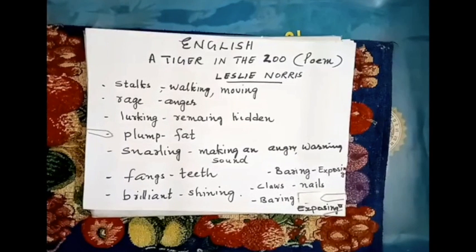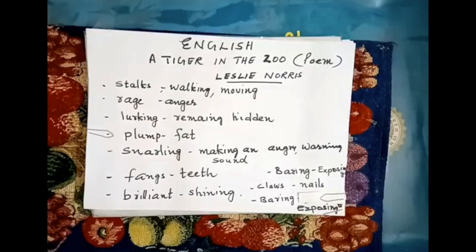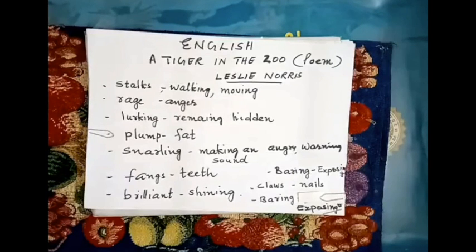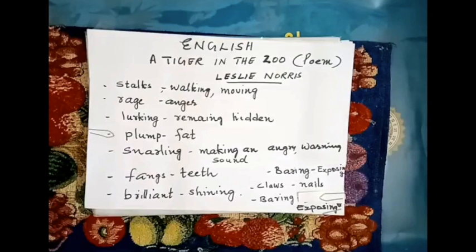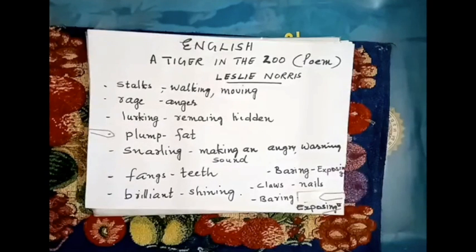He stalks in his vivid stripes. He walks, moving in his vivid stripes. Vivid means lively. You know, he will go to and fro. He walks with his pads of velvet. Pads means its paws. And why is it called velvet? It is very soft. The underside of a tiger's paw is very soft. And that's why it is said pads of velvet.